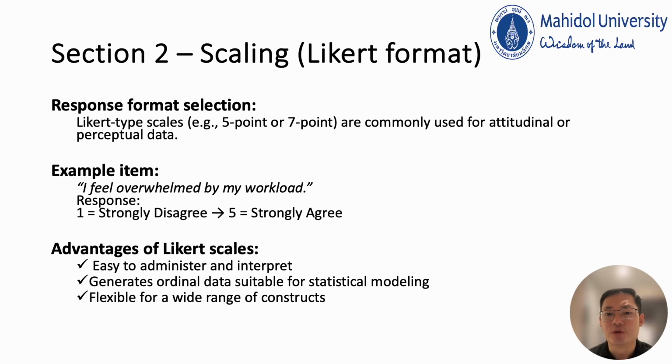Next, we choose a response format. Likert scales are most common in social science. These typically range from 1 to 5 or 1 to 7, indicating levels of agreement or frequency. An example might be, "I feel overwhelmed by my workload," with responses from strongly disagree to strongly agree. Likert scales are easy to use, and their data are suitable for many types of statistical analysis.